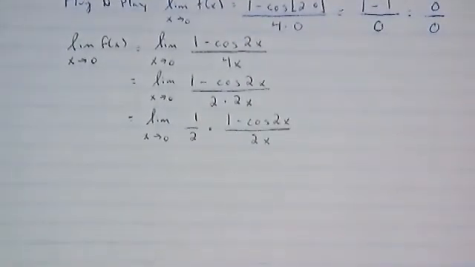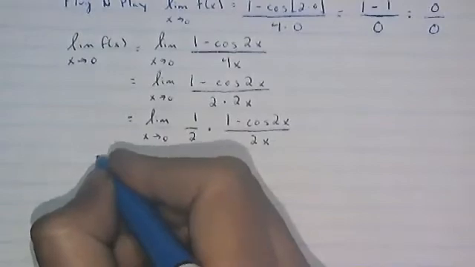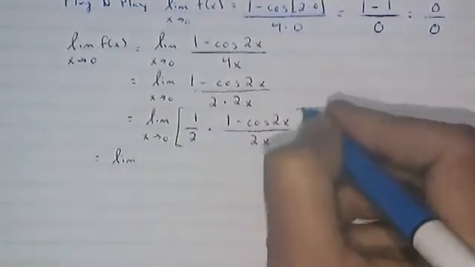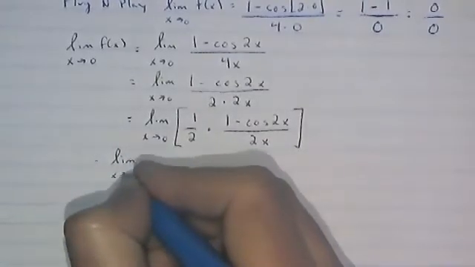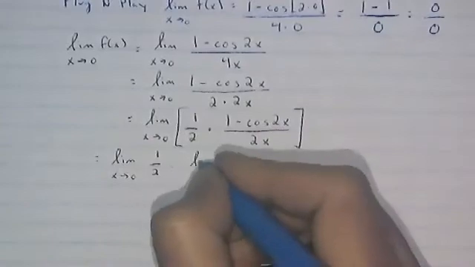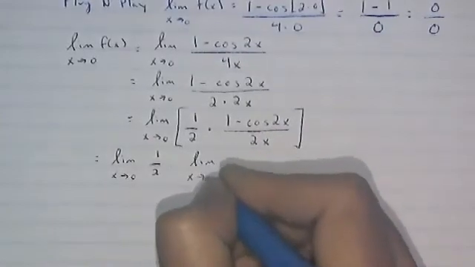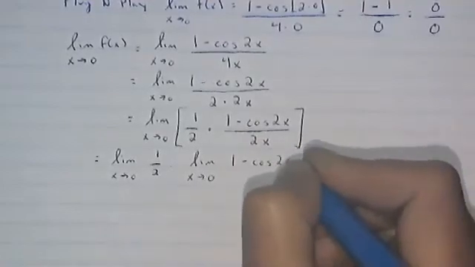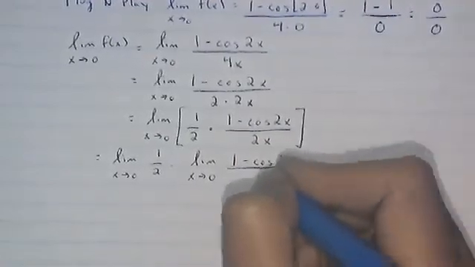Okay, so now we can turn this into the product of two limits. The limit of 1/2 times the limit of this whole mess. But luckily, we have an identity for this whole mess.